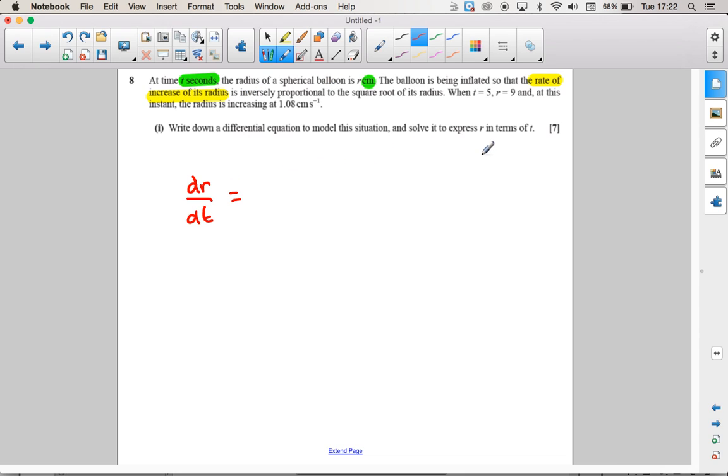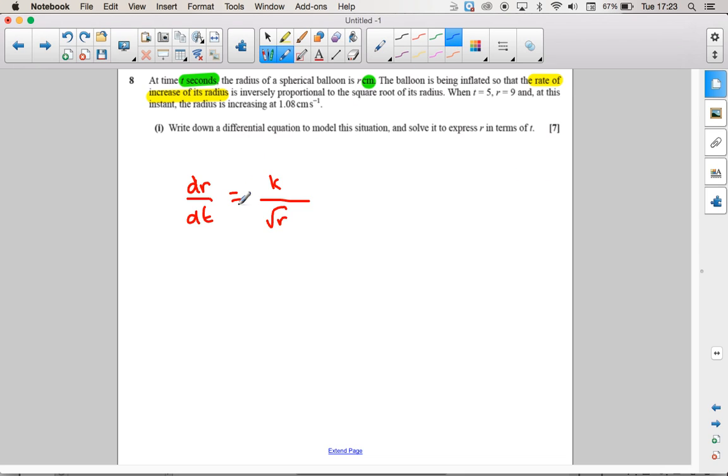An inverse proportion is where we've got something k over something. So it's inversely proportional, so I'm going to have k over the square root of the radius, so k over root r. First question says to write down a differential equation. I've already done that, and solve it to work out r in terms of t. So we're looking for r equals something eventually. So if it comes out as t equals something, we're going to have to change it.